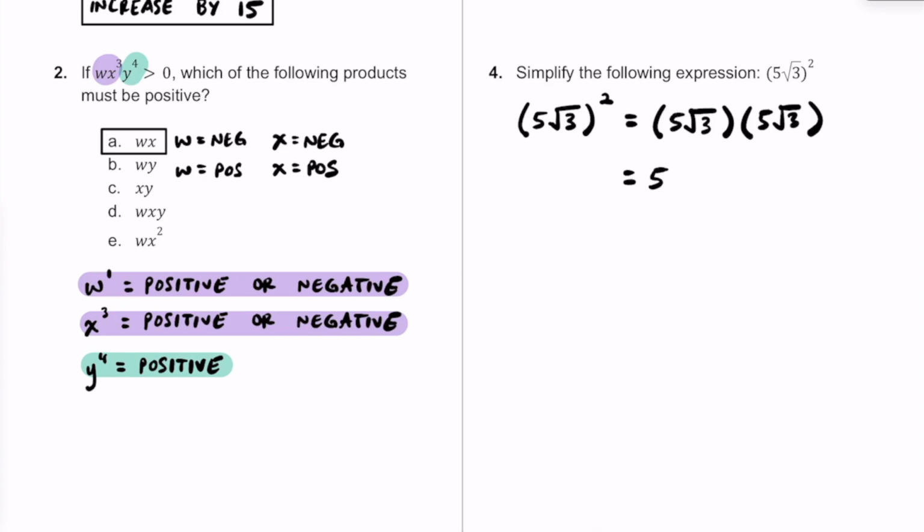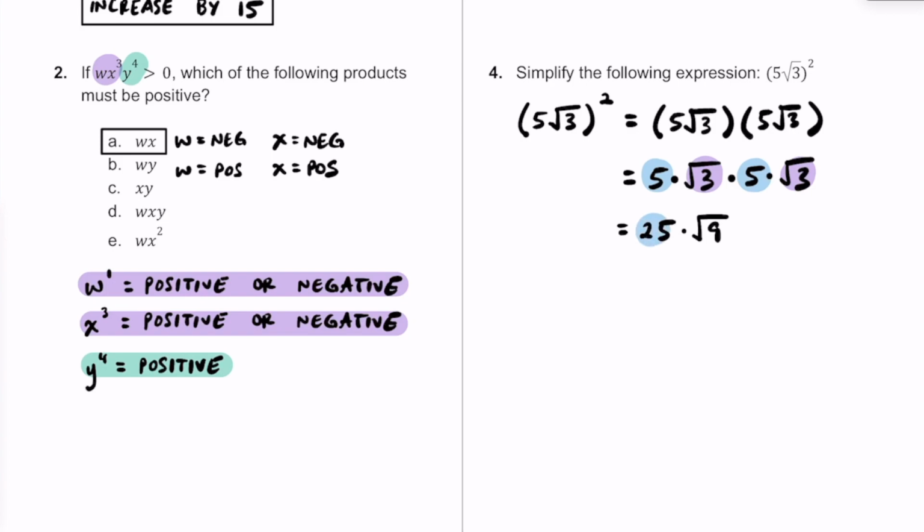So we really have 5 multiplied by the square root of 3 multiplied by 5 multiplied by the square root of 3. If you want to, you can go ahead and turn things around, and multiply in any order here. So 5 multiplied by 5, we know that's going to be 25. And then if we take this square root of 3 times the square root of 3, that's going to be equal to the square root of 9, right? So you can see where each of these pieces comes from here.